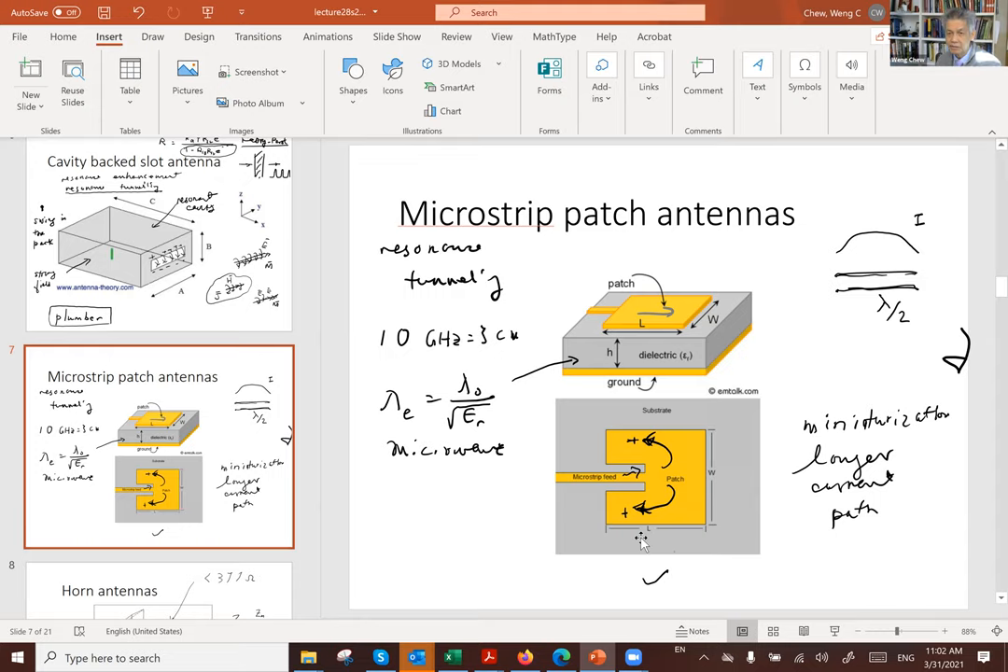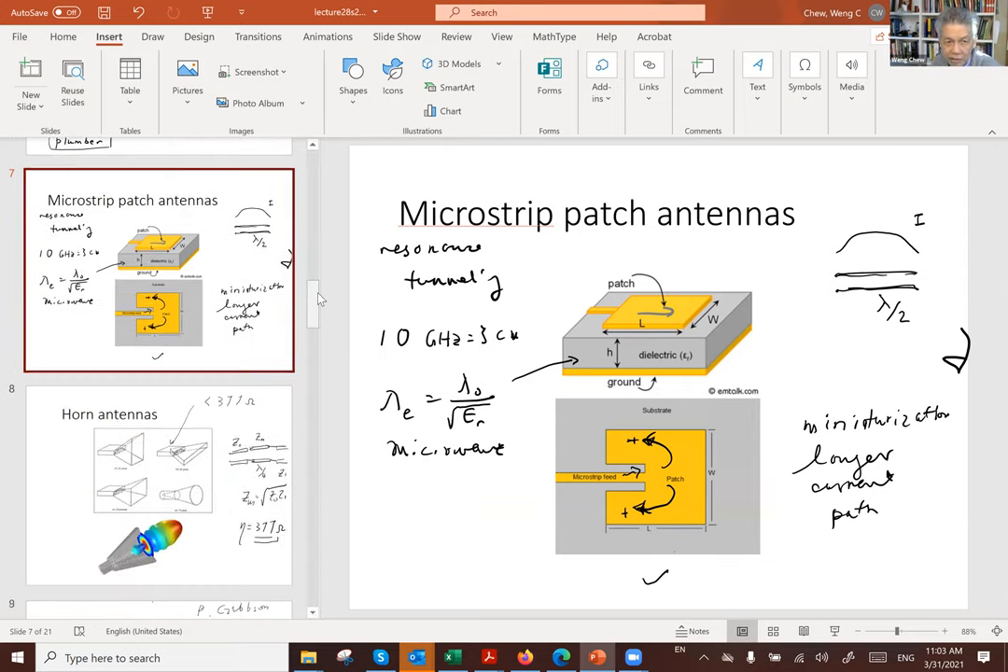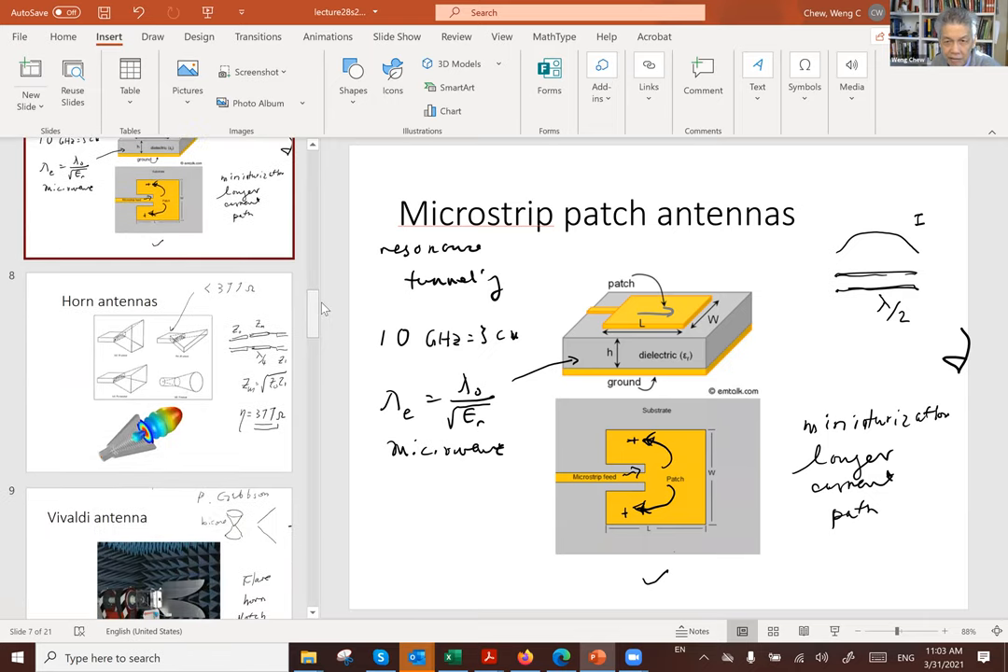And a lower frequency means that for a given frequency, you can make this structure smaller than this structure. Maybe it doesn't ring a bell right now, but if this path length is longer, it will resonate at a lower frequency, which means that you can make this structure smaller than the above structure. And you can still use the concept of resonance tunneling to enhance its radiation efficiency when it resonates. So are there any questions before I move on to the next antenna?